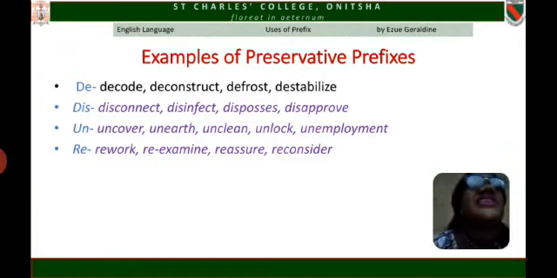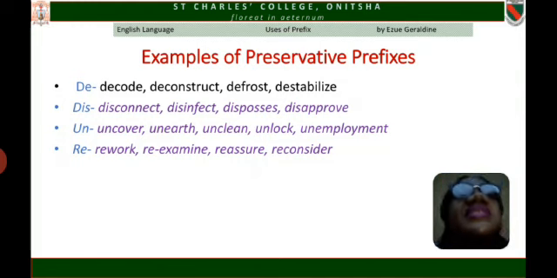Examples of preservative prefixes are these. You see, in these prefixes we have here on the board, their words are retained: decode, code, decode. We can also use these preservative prefixes to form antonyms. But what we are trying to say here is that some prefixes preserve the word, they don't change it totally or entirely. So we have decode, deconstruct, defrost, destabilize.